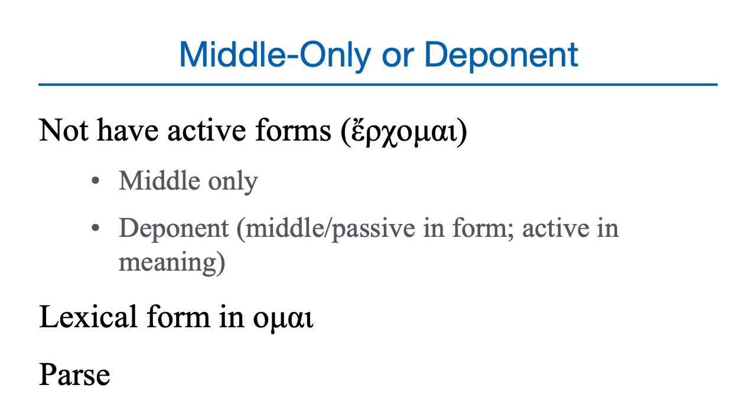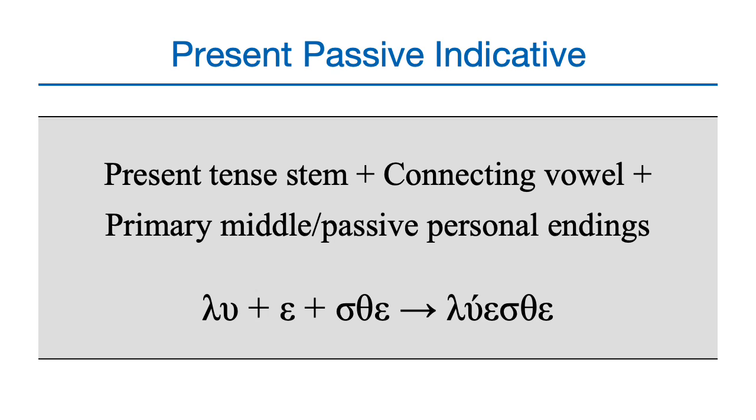Erchomai is middle passive. It is not I'm coming for myself or somebody is acting on me. It means I am coming. Middle passive in form but active in meaning. The lexical form will end in mai. So when you're parsing it, erchomai will be present middle passive indicative first person singular. This can be confusing. Again, read your text very carefully.